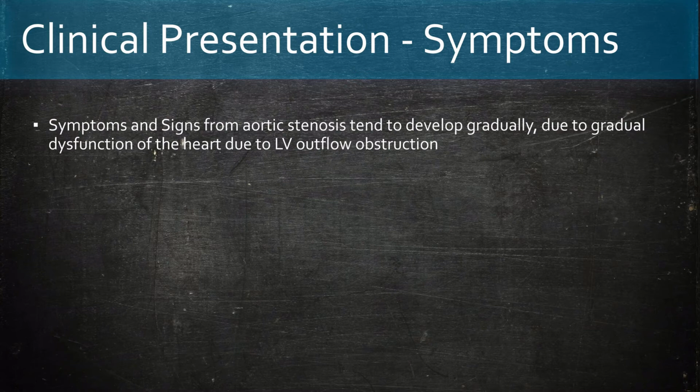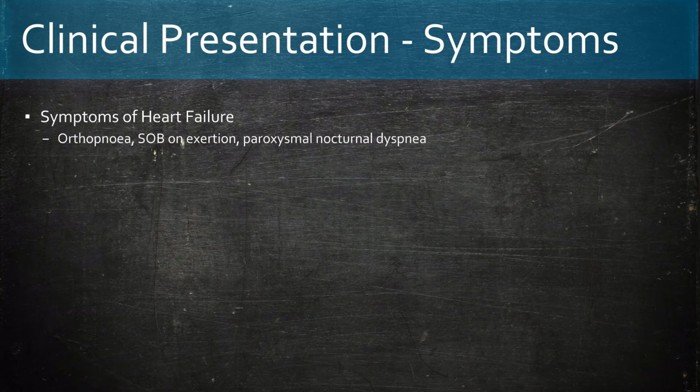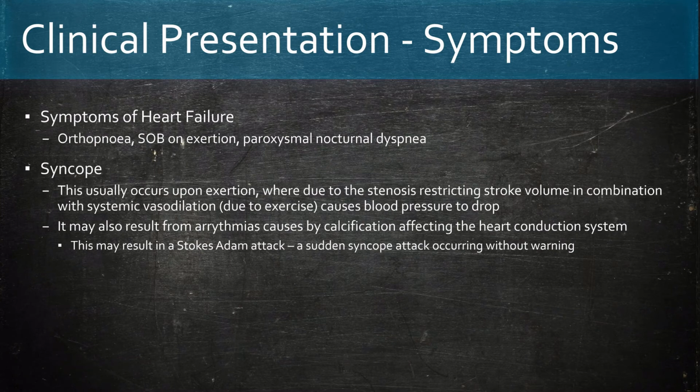Symptoms and signs from aortic stenosis tend to develop gradually due to the gradual dysfunction of the heart. Symptoms include shortness of breath on exertion, as well as chest pain. Syncope is particularly concerning in aortic stenosis and may occur because the stenosis is restricting stroke volume in combination with systemic vasodilation due to exercise, causing blood pressure to drop.